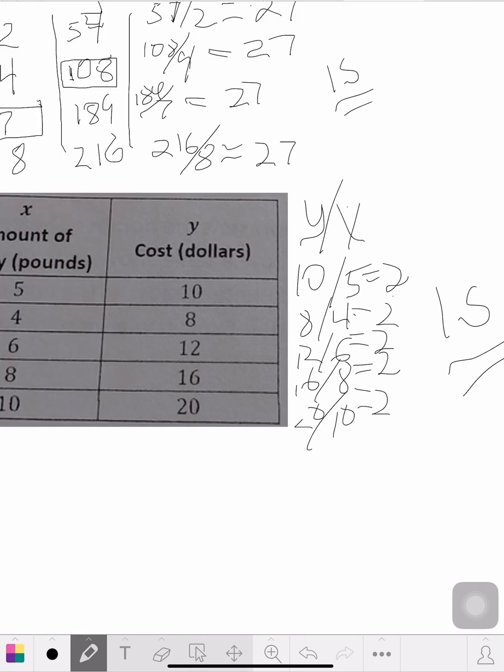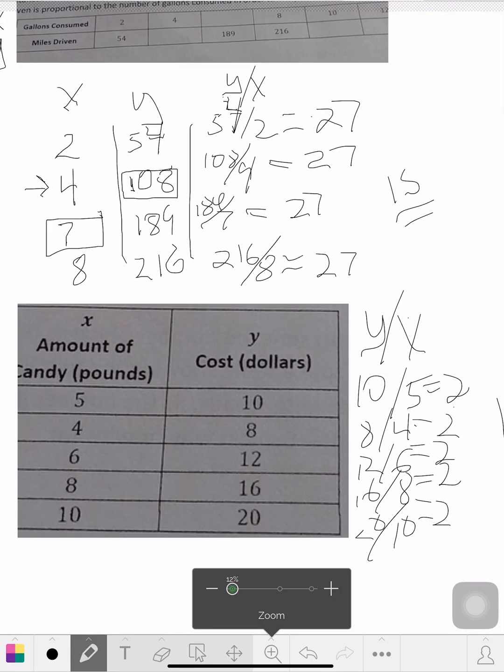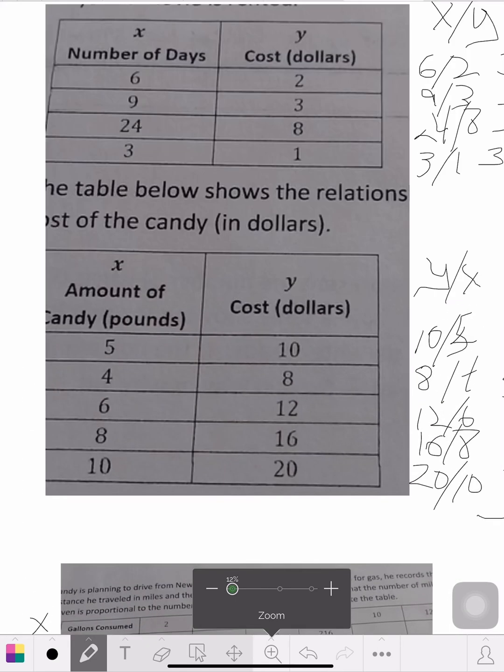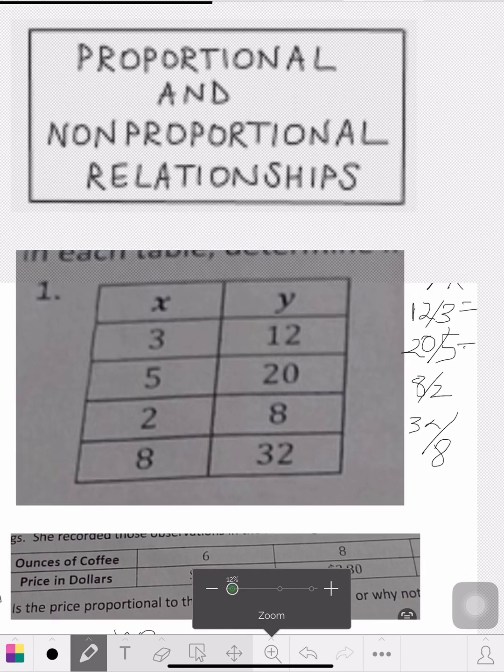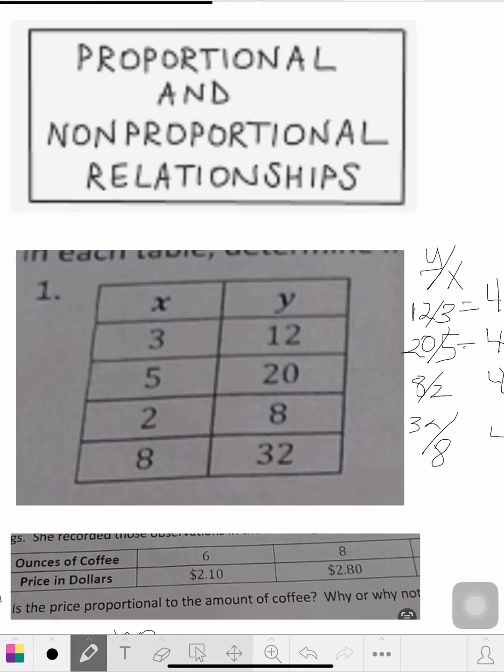And that's all there is to really doing these proportions. You just step back and look and say, hey, what do I got to do? And all you have to do is say, hey, is there a relationship? Does this go up the same amount every single time? And if it does, it's proportional. If it doesn't, it's a non-proportional relationship. And that was all there was to it.